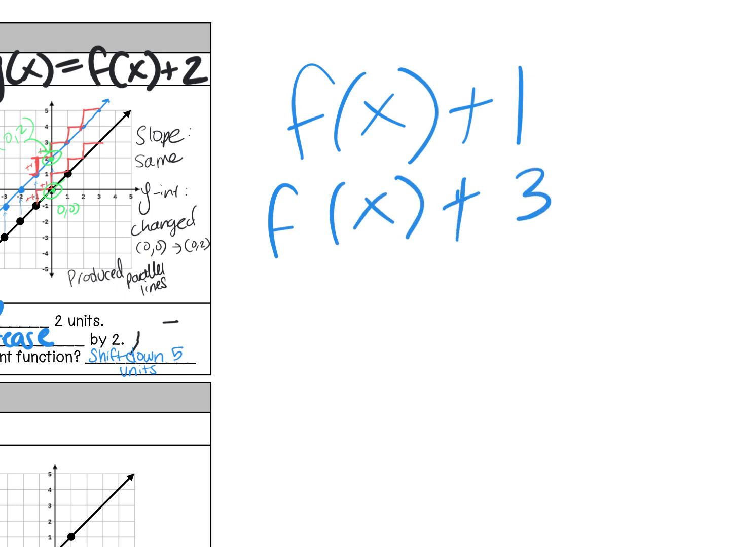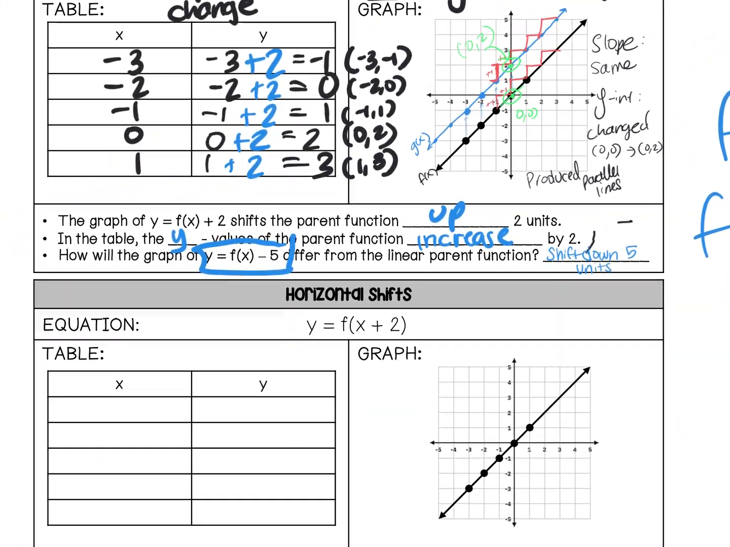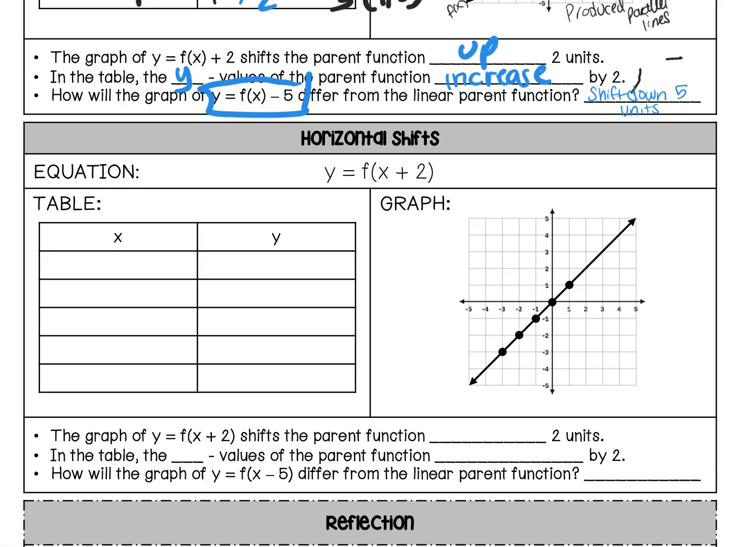Up by 3. Up by 3 units. What changed, the input or the output? Output. If you see the plus outside of the parentheses, you're changing the output. Class? Down by 7 units. Down 7 units. Very good. And the y coordinate, you also subtracted 7.